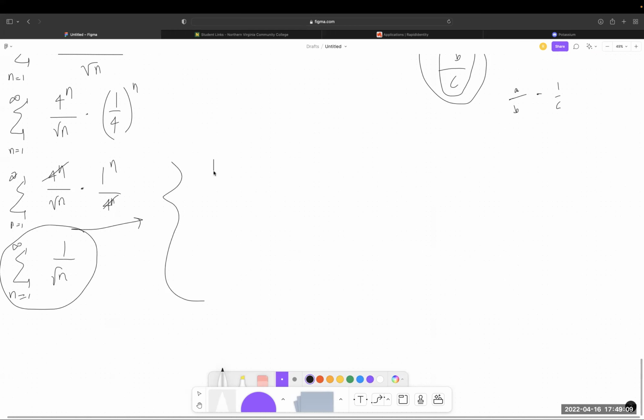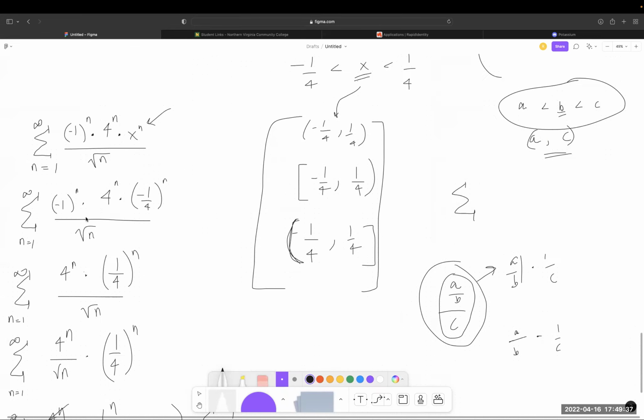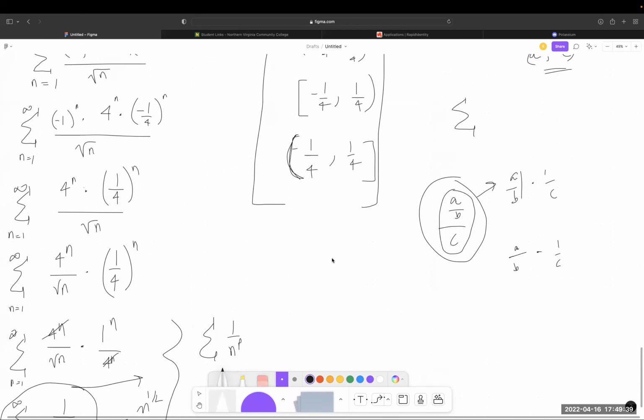And we know that by the p-series test, if you have 1 over n to the p, if p is greater than 1, we converge. If it's less than or equal to 1, we diverge. In this case, this is actually n to the 1/2, which means we diverge. So we're not going to include negative 1/4 here.